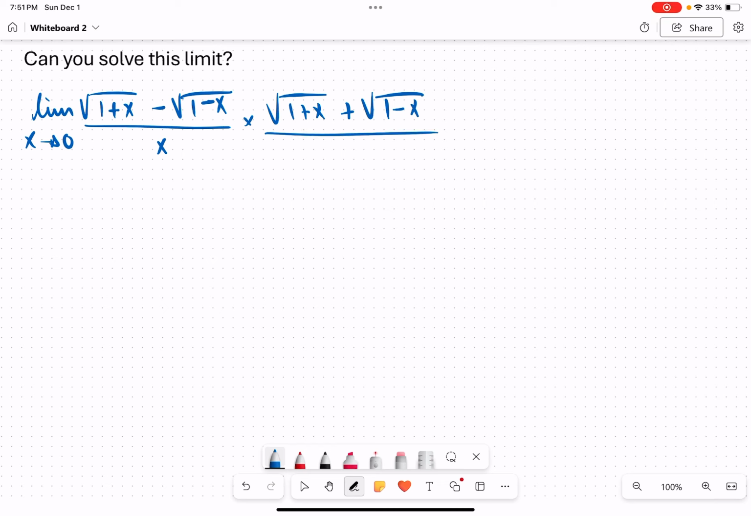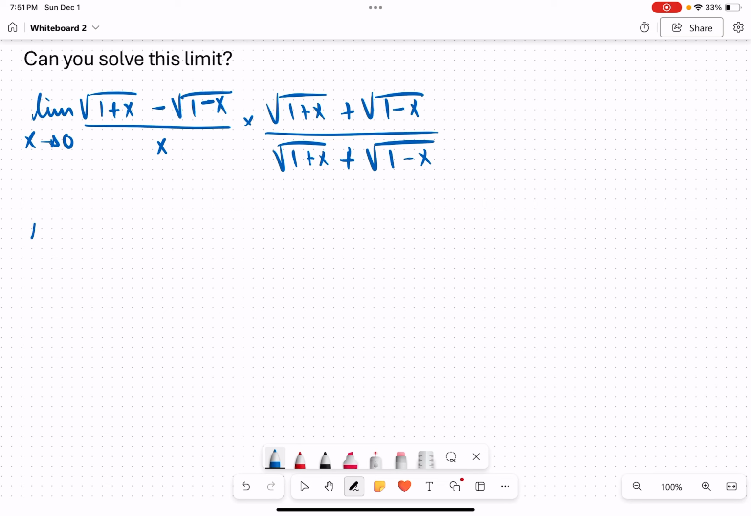Again, we're multiplying by 1. So we're going to do the same thing in the bottom. We're going to have the root of 1 plus x plus the root of 1 minus x. And now we're just going to multiply across to the numerator and the denominator. So what we'll have in the bottom, hold on, give me 1 second.